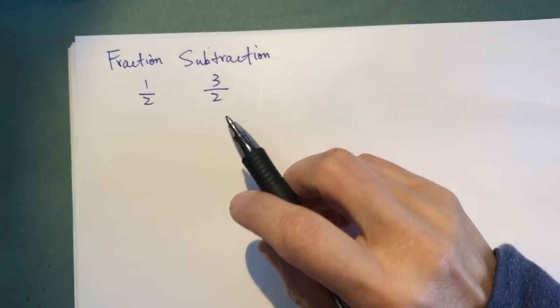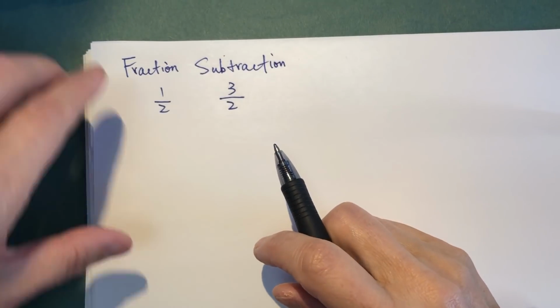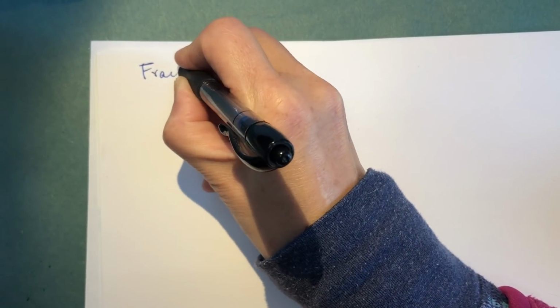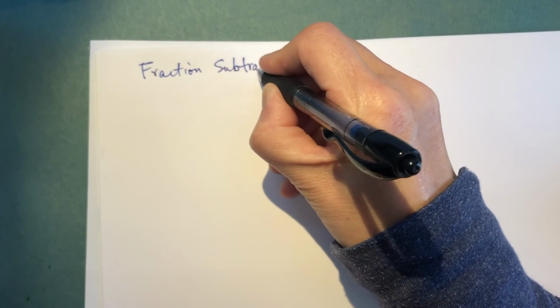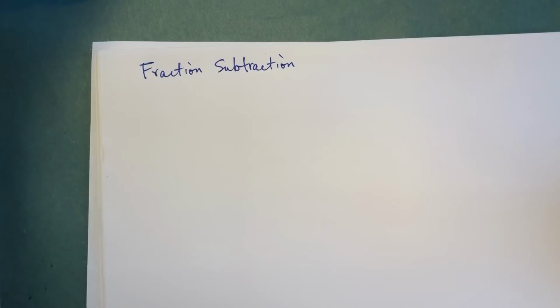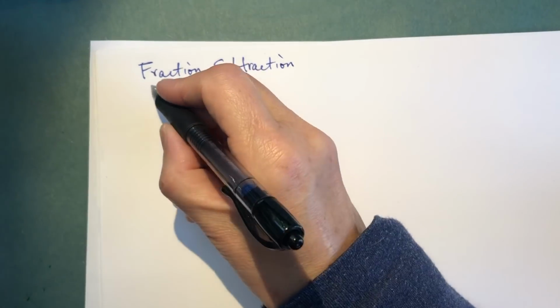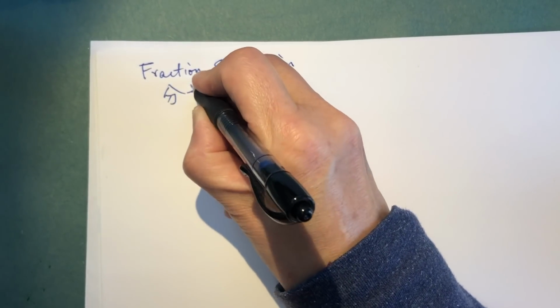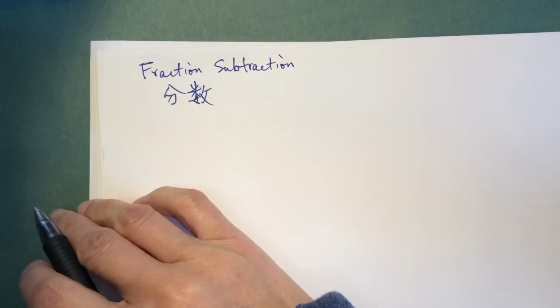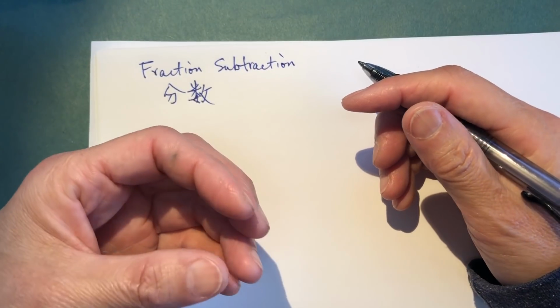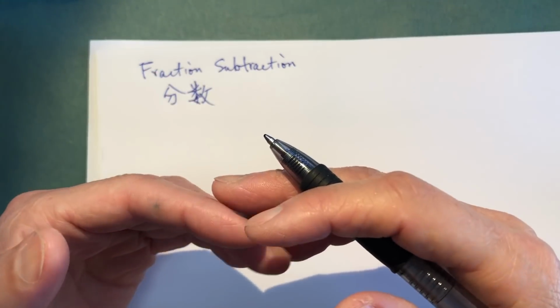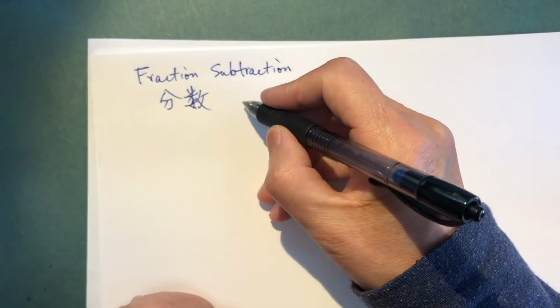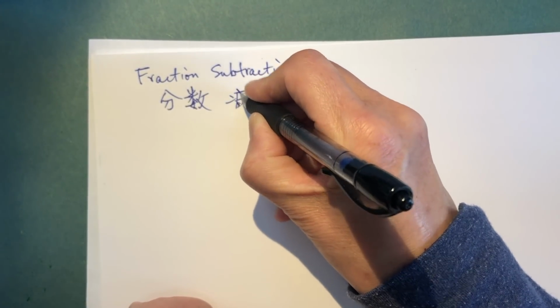Okay, hello dear friends. So this video we will do fraction subtraction, and let me write it again. Subtraction. We will do it in a sense that is quite language related. So fraction is 分数. 分 is divided, and divide and portioned and rationed. 分数 subtraction is 减法. 分数减法.